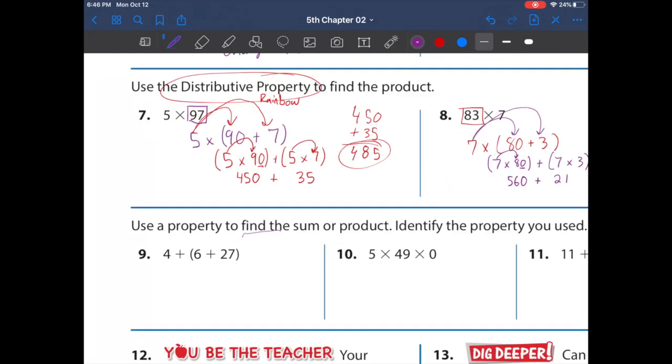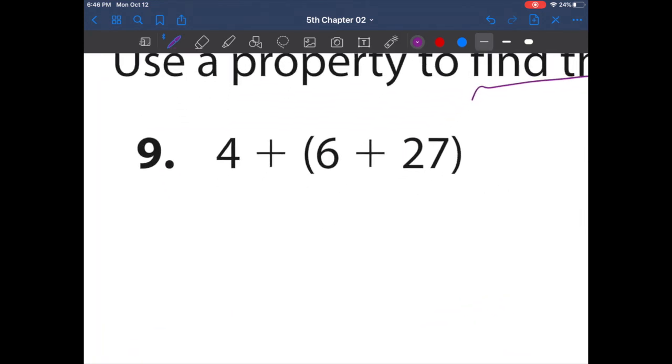All right. Last step, it says use the property to find the sum or product. So we have to find the sum or product. Identify the property we used. So let's see. This number right here looks kind of hard for us to solve. I wish there was something we could do to make this a little bit easier. And there is. What I'm going to do is I'm going to erase those parentheses, and I'm going to do this.